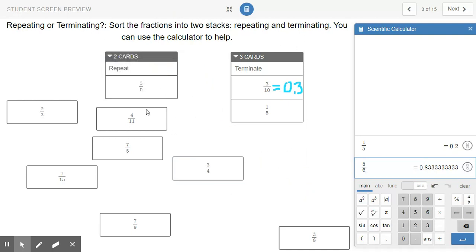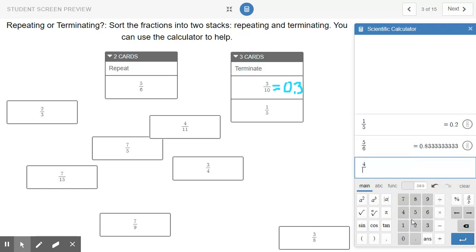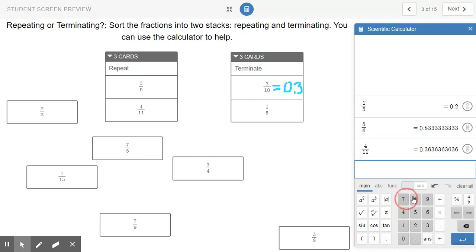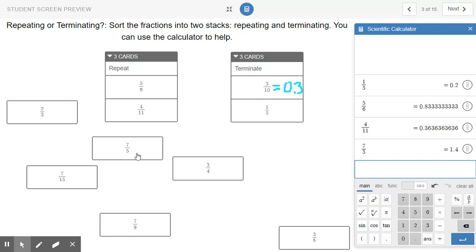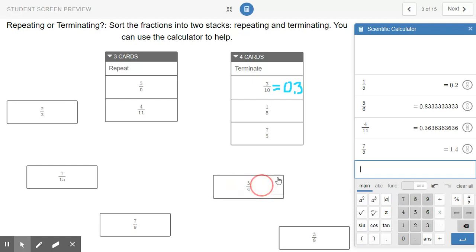So 5/6 goes there. All right, let's do 4/11ths. Okay, there we go. 0.36 repeating 36. This is a repeating decimal. We can see there's a pattern, 36, 36, 36. All right, let's do 7/5. So 1.4, that stops. It's terminating. Okay, 3/4, I just know.